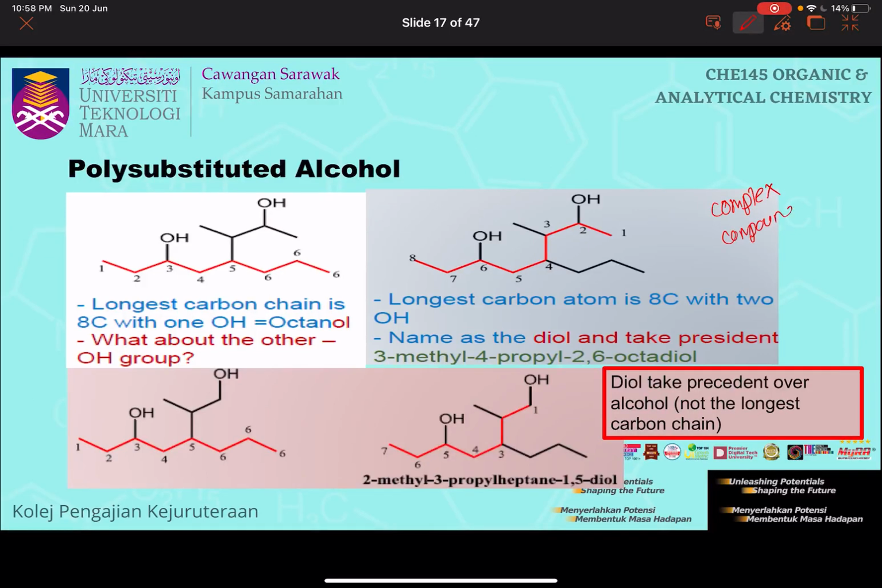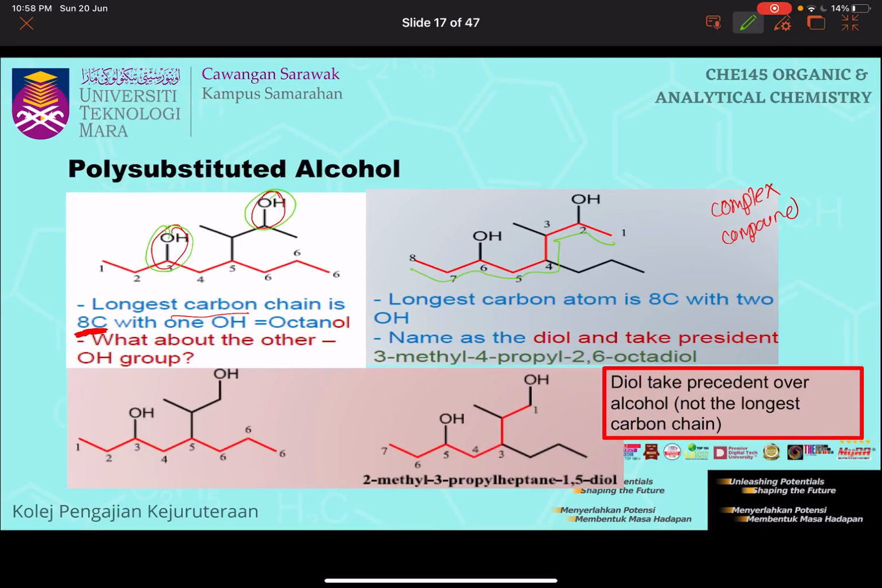Here the longest chain is 8 carbons, but even though it is 8 carbons, we don't take it as the longest chain. Why? Because we must consider the 2 OH groups. Even though 8 carbons is the longest chain, the chain must include both OH groups, so hence it goes this way.